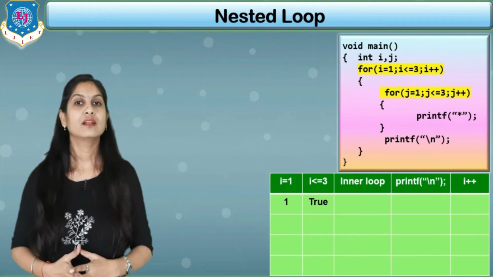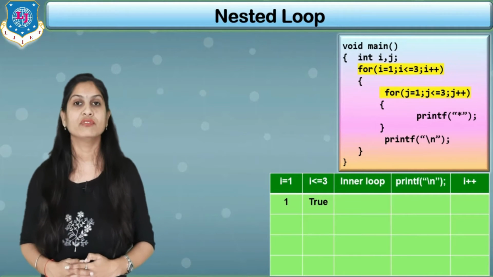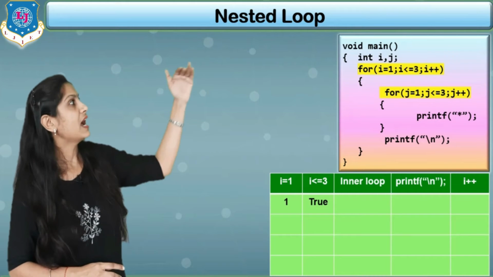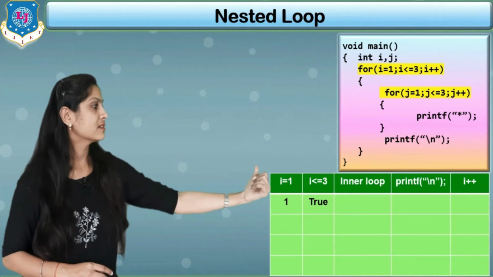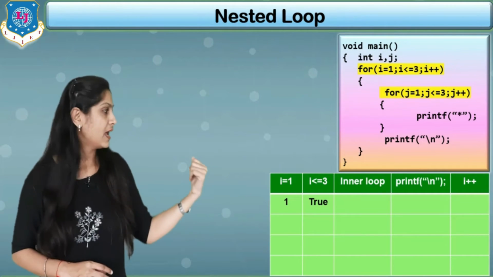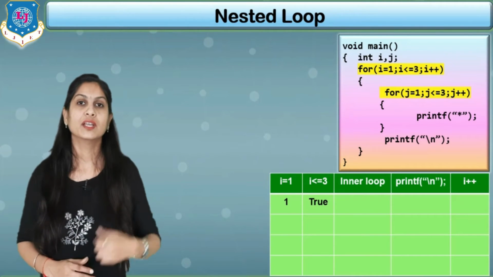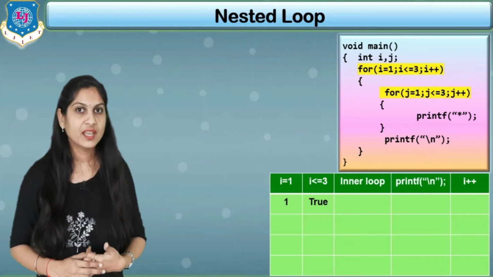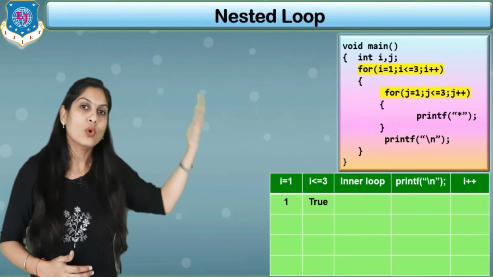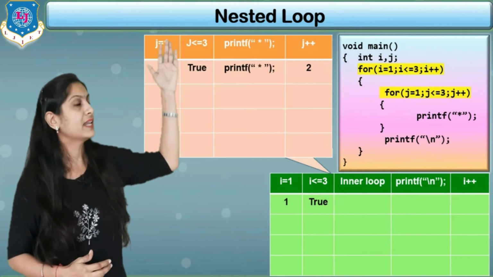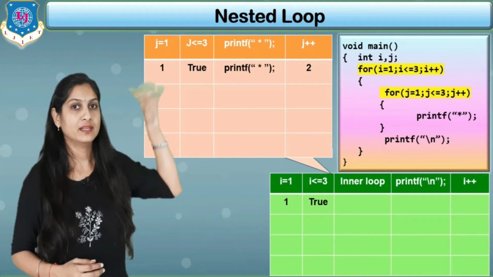Now understand the execution of this program. So first i is 1. So let's say the table is here, i is 1, yes. Now check the condition, 1 is less than or equal to 3, true. Then we have to go inside the for loop, and the table for the inner loop will be displayed.